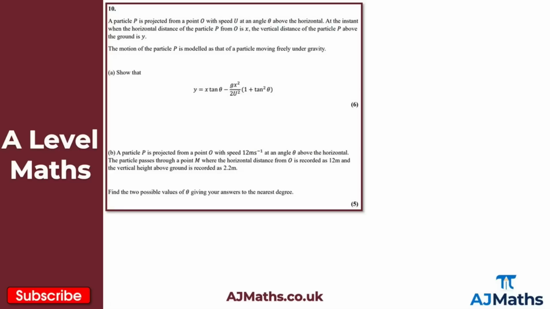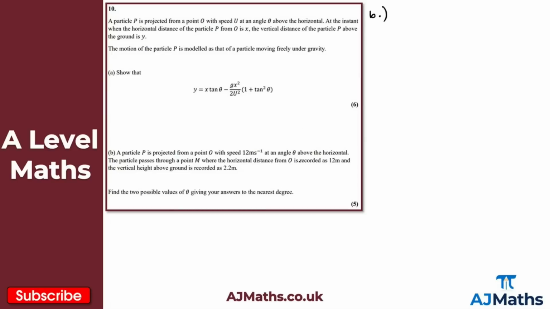We have a particle P which is projected from a point O with speed 12 meters per second at an angle theta above the horizontal. The particle passes through a point M where the horizontal distance from O is recorded as 12 meters and the vertical height above ground is recorded as 2.2 meters. We want to find the 2 possible values of theta, giving our answers to the nearest degree. So to answer part B here, we're going to use this result from part A.